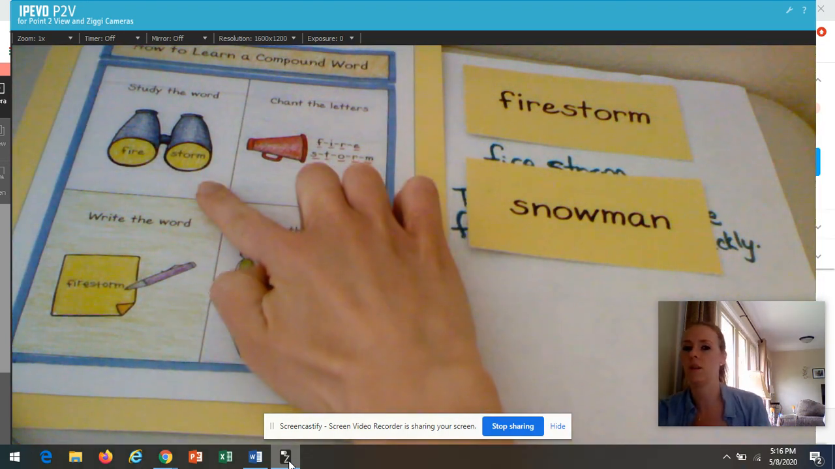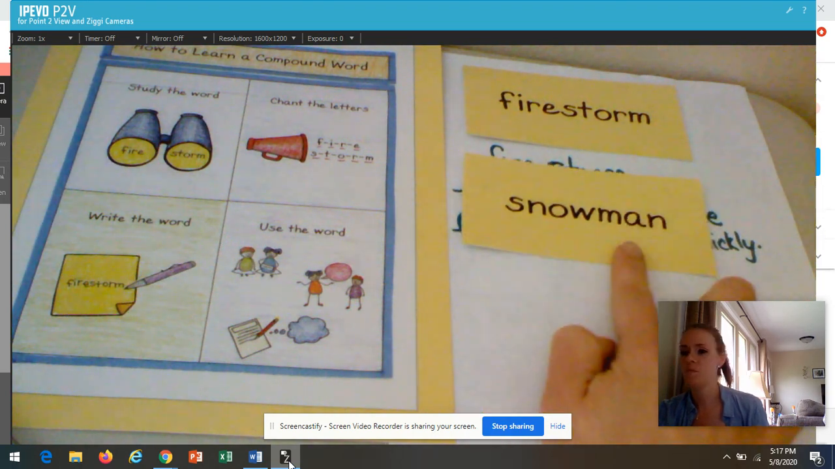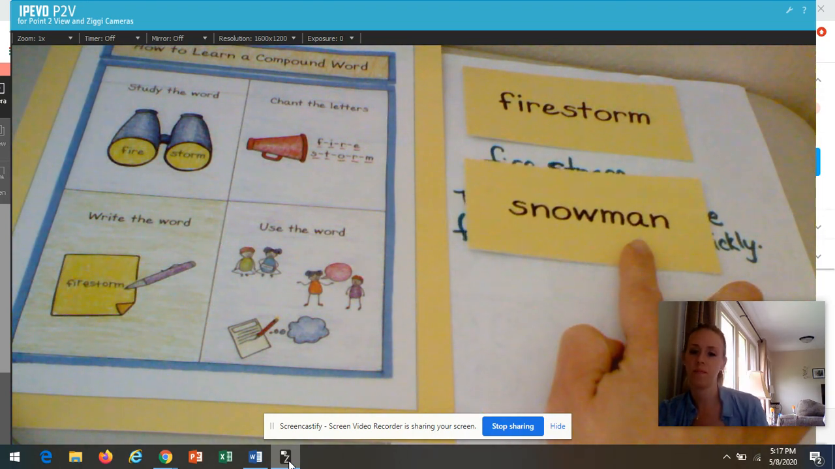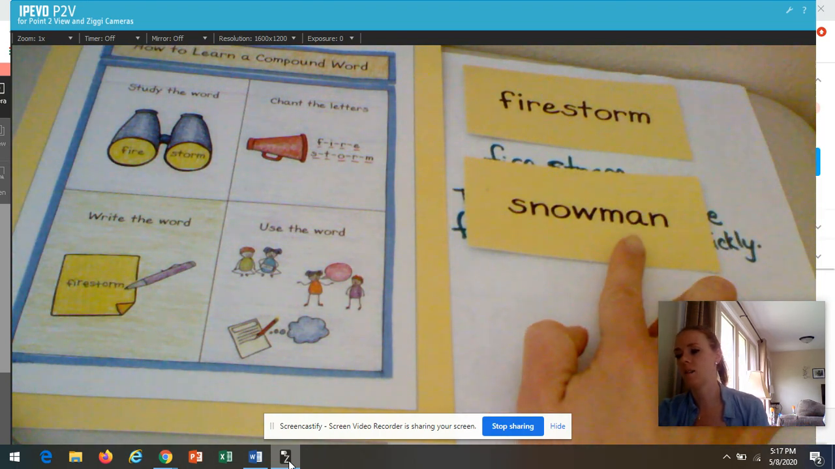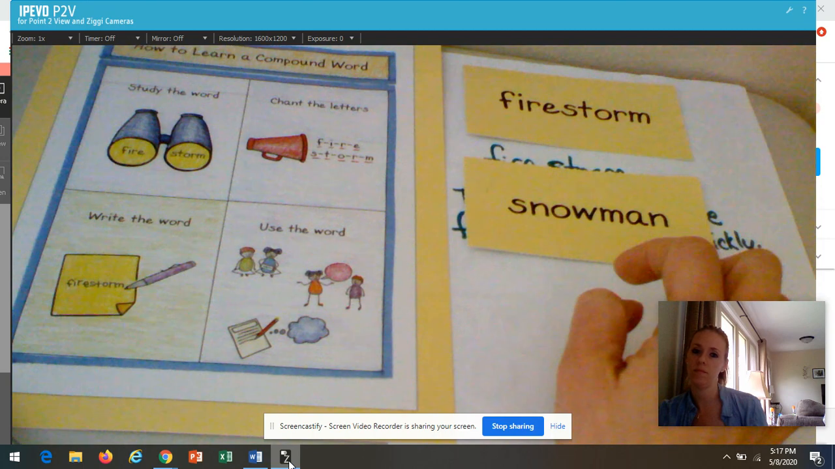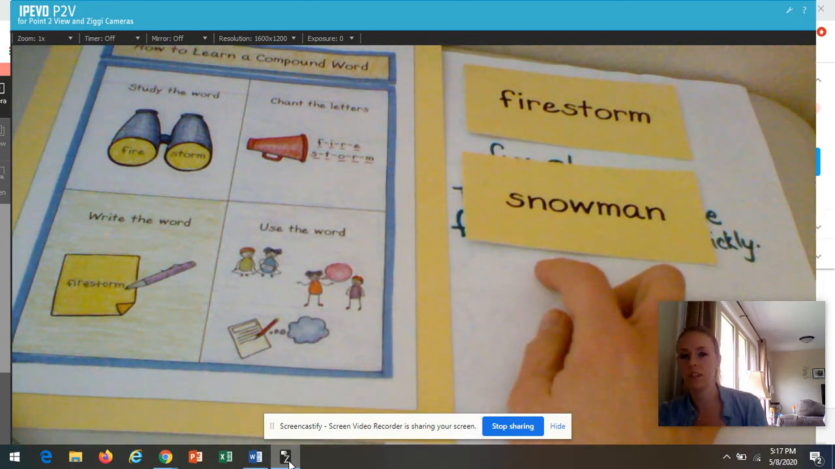So we're still studying the word. So snow is what comes down out of the sky when it's cold out, like during winter. Man is a person. So thinking of those two meanings, snowman is a man made of snow. Okay, so we studied the word, now we're going to chant the letters, and you get to do this with me.